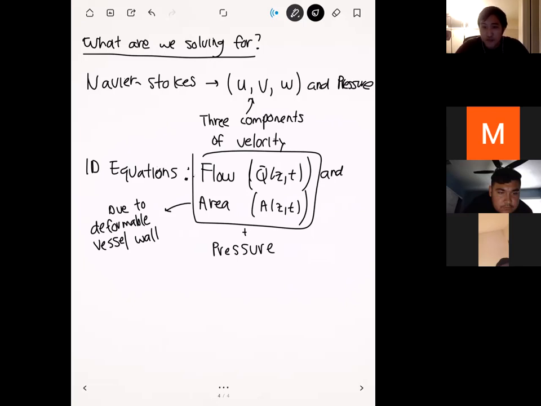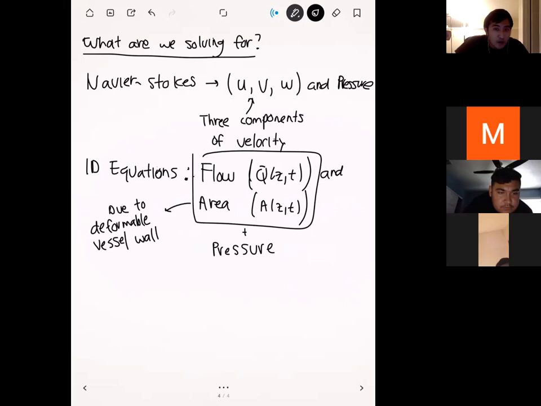All right, question. So are they rates? The flow is kind of a rate, so that's the volume per time. But the area is just going to be raw area. Yeah. And pressure is just going to be raw pressure by itself.